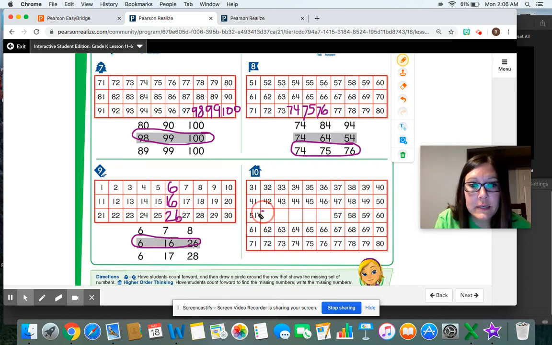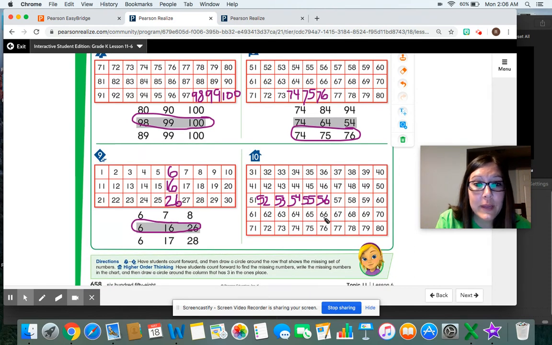And your missing numbers here, 52, 53, 54, 55, 56. And then it said circle the column that has a 3 in the ones place. Which column was that? Right here.